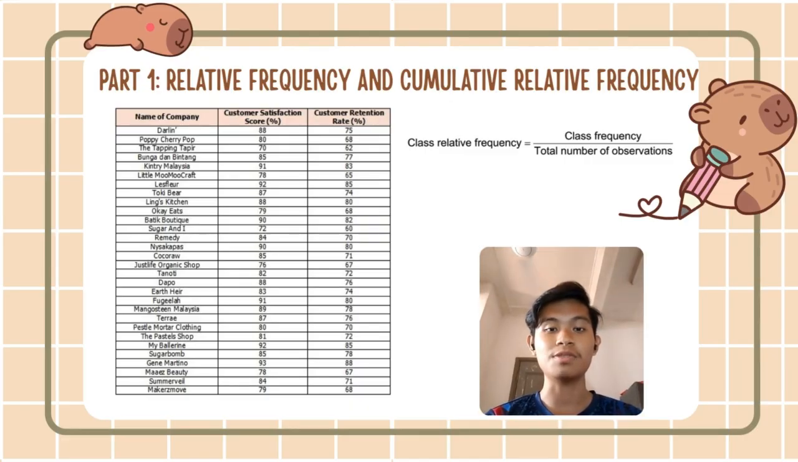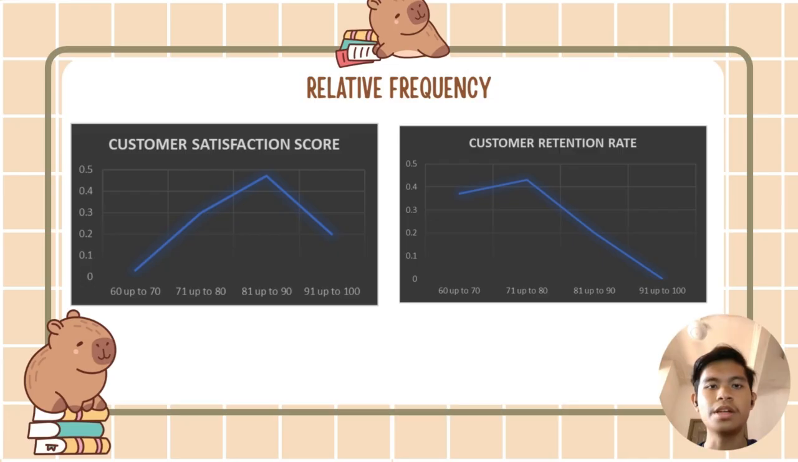First, to find the relative frequency, we must divide the frequency by the total number of observations. To find the cumulative relative frequency, however, simply add the proportion of values that fall below the upper limit of each class. Now, we are going to compare the relative frequency for both customer satisfaction score and customer retention rate.